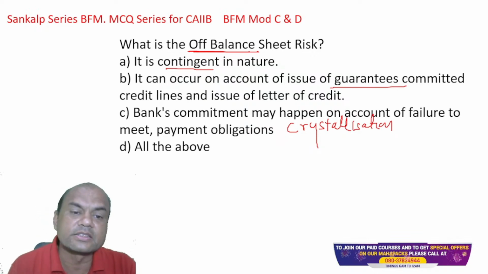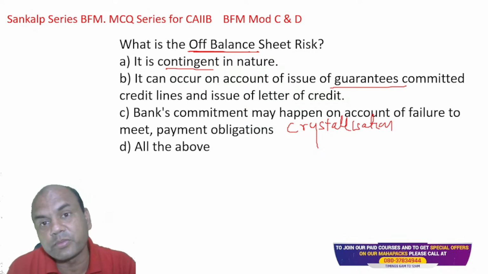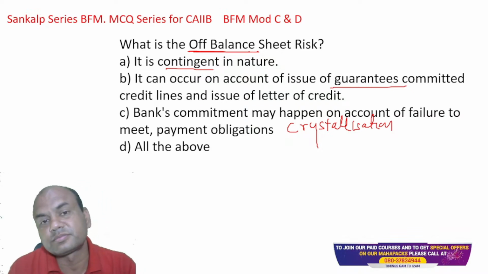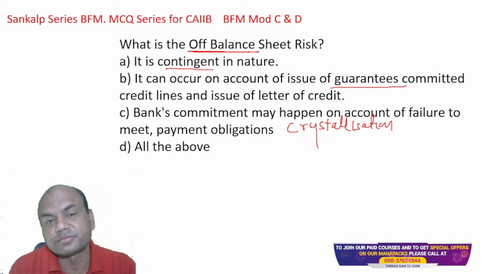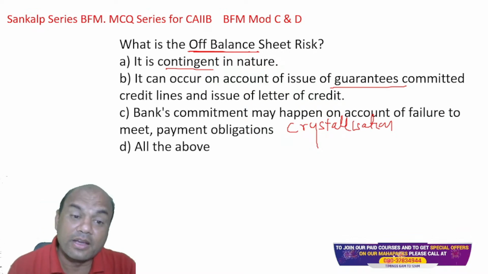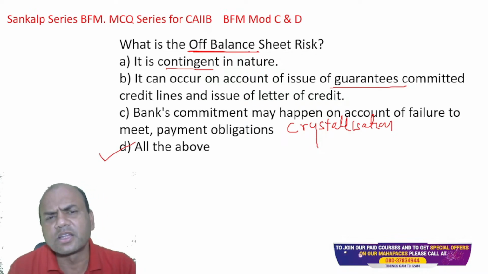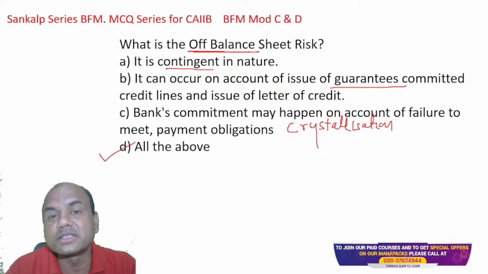So the answer is this. Let me get it from you. So what is the answer? Contingent, guarantees, crystallization. What is the answer? Off balance sheet. It is D, all of the above, correct? All of them are off balance sheet items. None of them is an on balance sheet item.